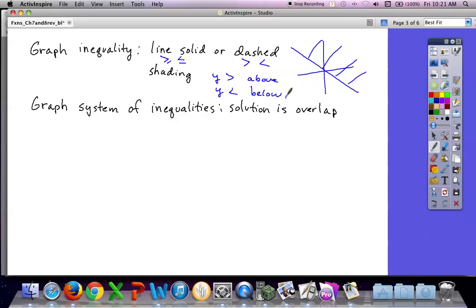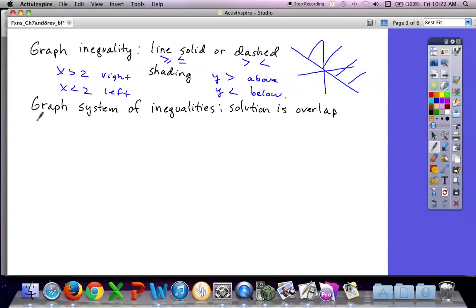When there is no y. What kind of line doesn't have a y in it? It's a vertical line. Something like x is greater than 2 or x is less than 2, right? The greater than means shade to the right, and the less than means shade to the left. Right? All the others, you could solve them for y and then just use the above or below.